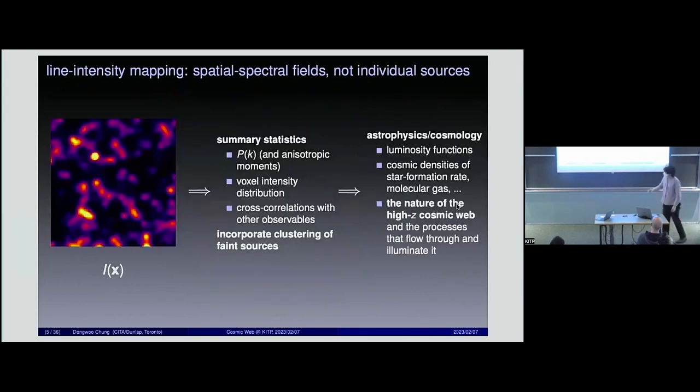And we want to get science out of that through some kind of summary statistics, be it the power spectrum, be it one-point statistics, be it cross correlations. And this will incorporate not just the contribution of the brightest sources, but also the clustering of fainter sources that may not be detectable in isolation in a conventional survey. And that will let us infer astrophysical and cosmological information, things like luminosity functions, things like cosmic densities of various quantities. And overall, we're getting the nature of the high redshift cosmic web, all of these kinds of things that happen across the filaments and peaks and light up this large-scale structure.